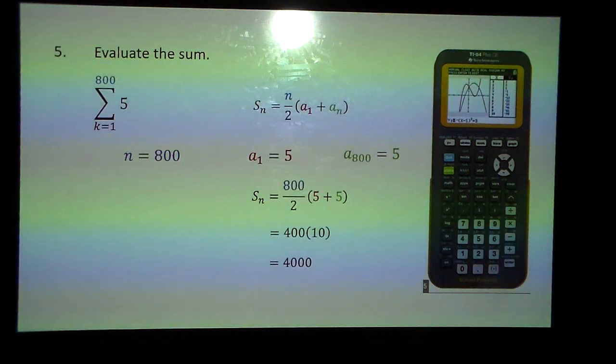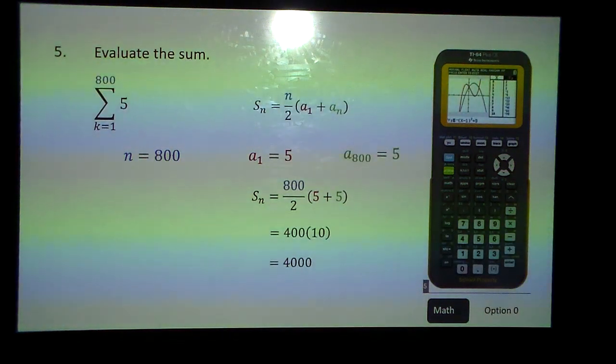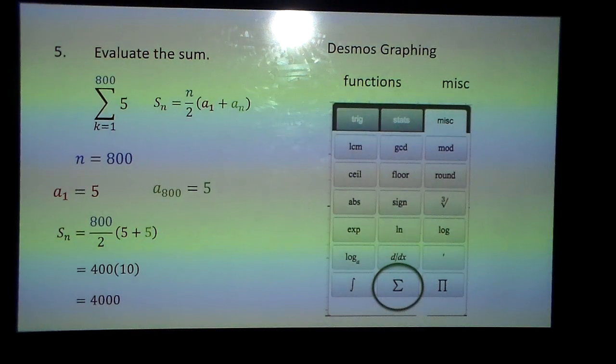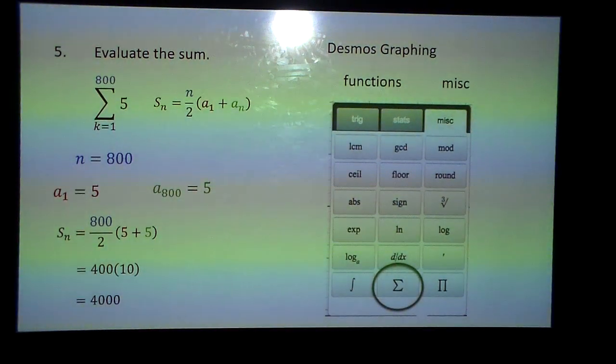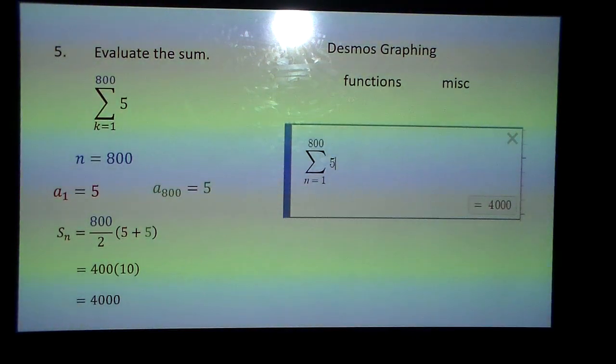Or you could just go to your calculator, hit math, option 0, and it will appear. Or you could also go to decimal scrapping, hit your function button. But you have to go over to miscellaneous and hit the sigma notation for that to also work. Those answers would also work, and that's what it would look like on that particular one.